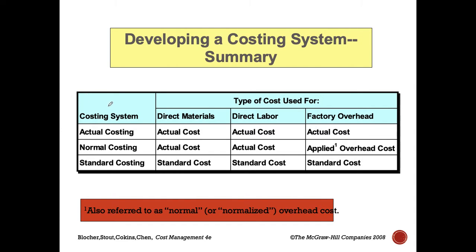Okay, this is the summary of the costing systems: actual, normal, and standard. For actual costing, all components, direct materials, direct labor, and factory overhead, use actual cost, what really happened. For normal costing, direct materials and direct labor use actual cost, but factory overhead uses applied overhead cost.